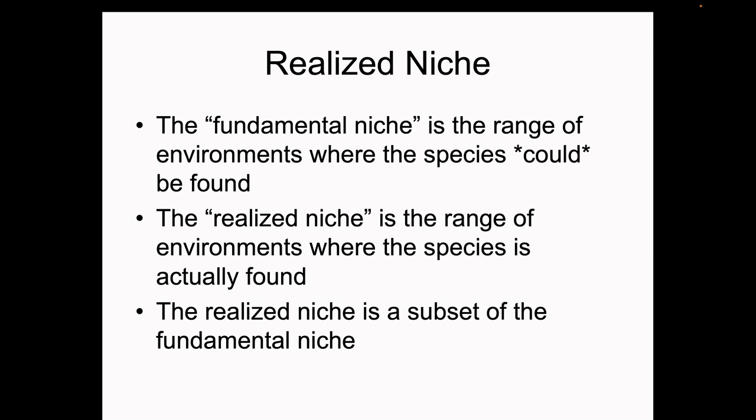And again, this could be a narrower range of environments. So maybe a particular ant species isn't found in all of the environments where it could theoretically tolerate living, because there's this frog that lives in these colder temperatures that eats the ant and keeps it from being able to persist in those colder temperatures. So the realized niche is a subset of the fundamental niche. The realized niche is a subset of all possible environments where the species could be found. And it's just that narrower range of environments where the species is actually found.